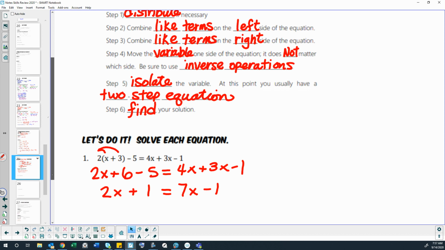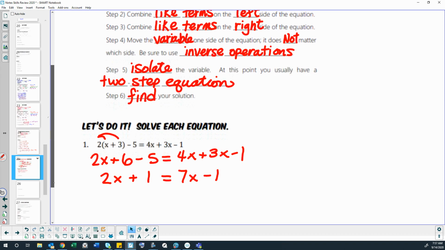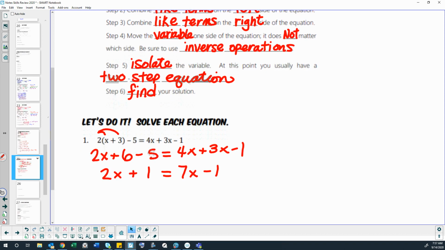So I did step 2 and step 3. Now let's go to step 4. Move the variable to one side of the equation. It doesn't matter which side. So sometimes I move everything to the left because I like the variable to be on the left. Sometimes I'll move something to the right because then I have positive numbers instead of negative. So it just depends on what you're most comfortable with and what the equation looks like.